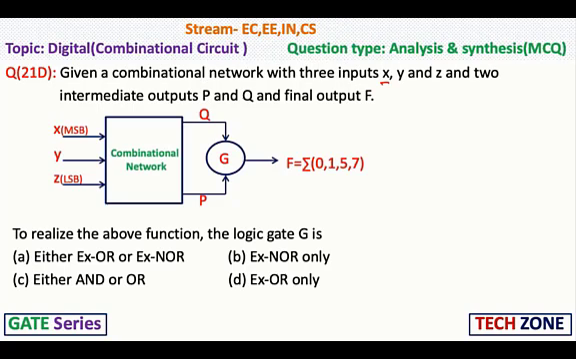And now we are going to start with the combinational circuit. So the question here is, given a combinational network with three inputs x, y and z and two intermediate outputs p and q and final output f. So this is the circuit given over here. To realize the above function, the logic gate G is: option A, either XOR or XNOR; option B, XNOR only; option C, either AND or OR; option D, XOR only.